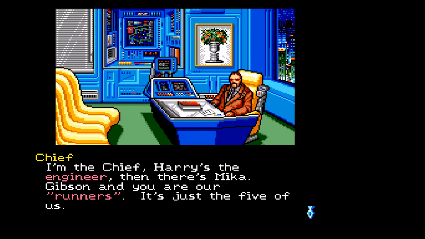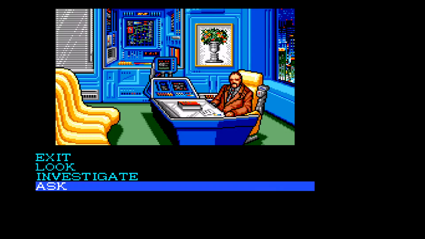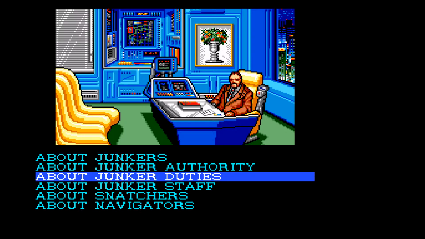Interesting. They were so blatant about it, they straight up called the people who hunt the Snatchers runners. That's funny. I forgot about that.